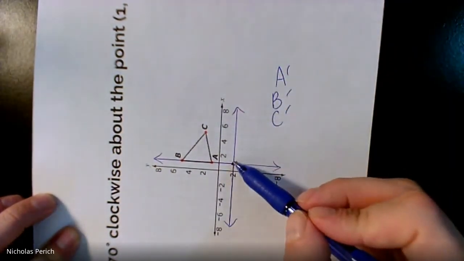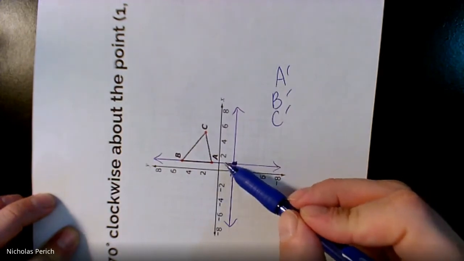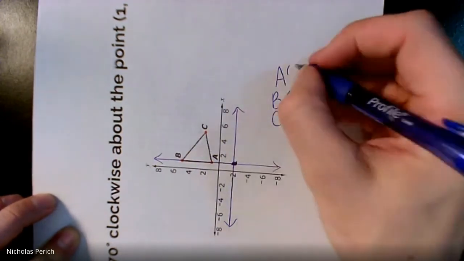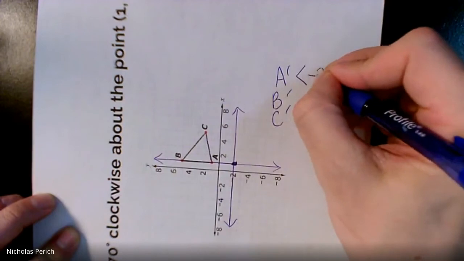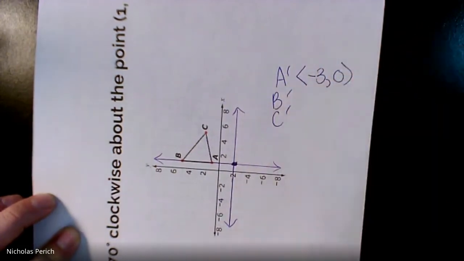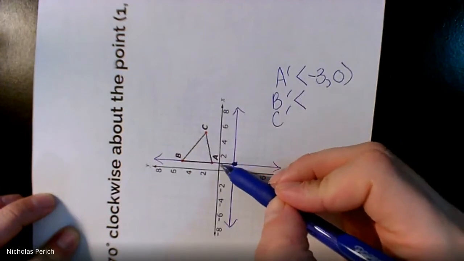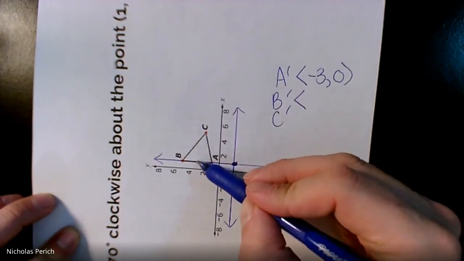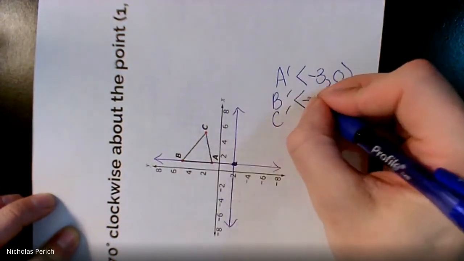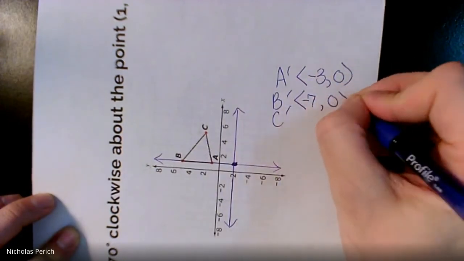The way I get to A is I go left 1, 2, 3, don't go up or down. So A prime is left 3, don't go up or down. The way I get to B prime is I go left 1, 2, 3, 4, 5, 6, 7. Don't move up or down.